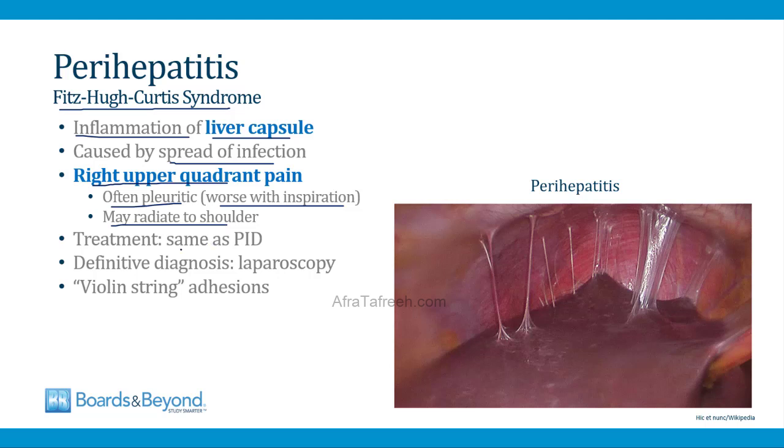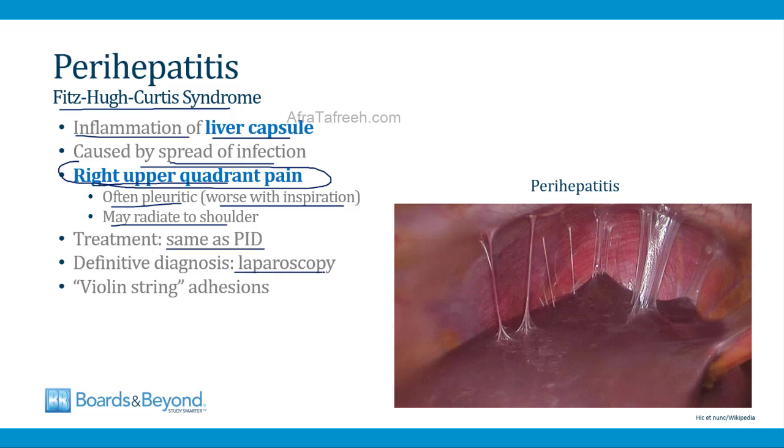The treatment is with antibiotics, the same as for PID, which we'll talk about shortly. So in a woman who has pelvic inflammatory disease with right upper quadrant pain, you don't need to do any special testing. You can simply treat the PID. The definitive diagnosis, however, is made through laparoscopy.